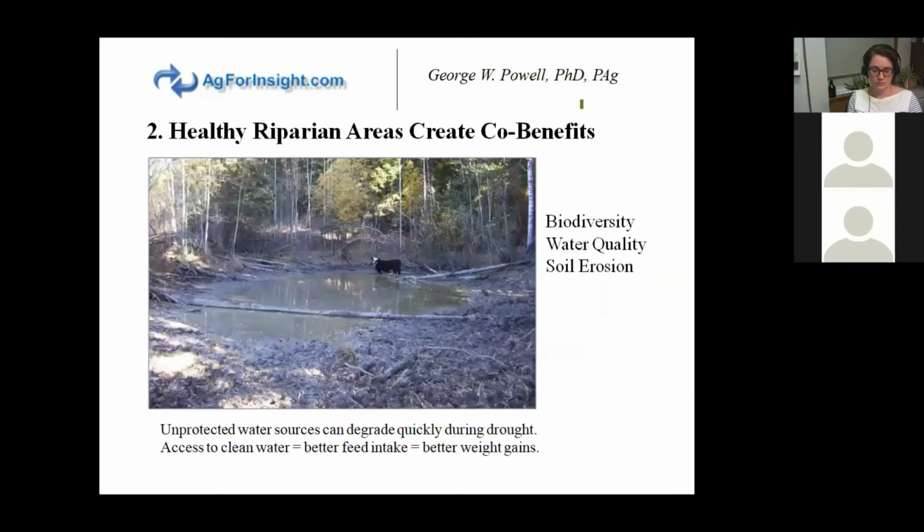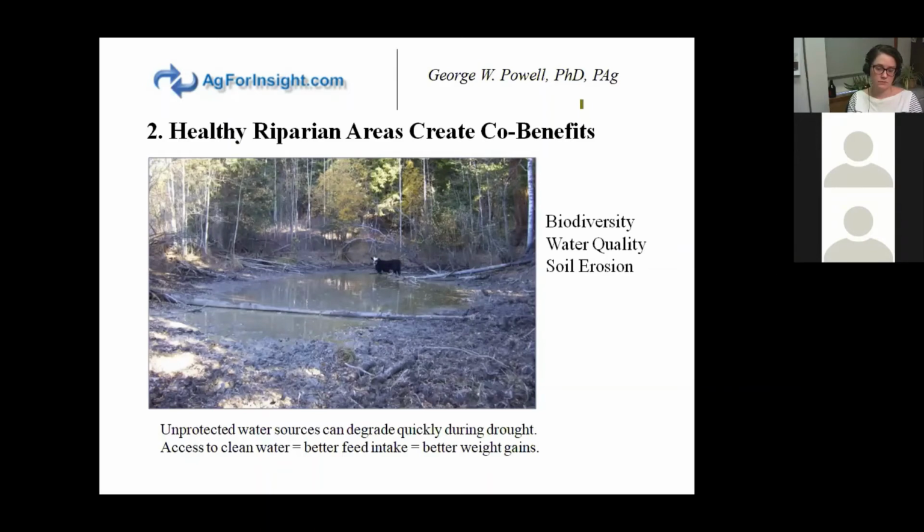And healthy riparian areas create a lot of co-benefits. They really enhance regional biodiversity. They play a very strong role in protecting and repairing water quality. And with moving water systems, with streams and rivers, they really armor the soil and prevent a lot of soil erosion potential. So this is a regional example of a pond that's used for stock watering.